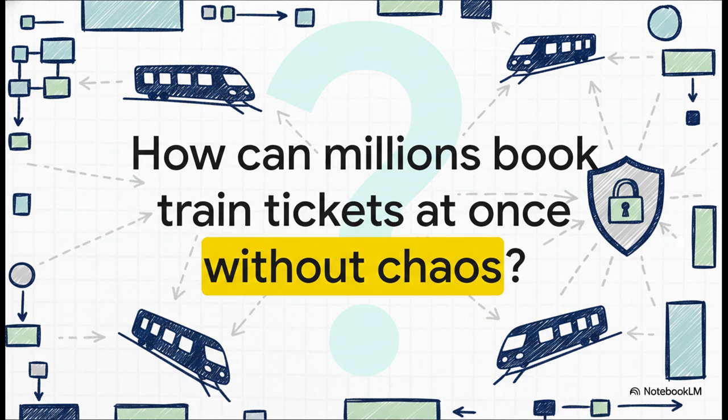You've got a holiday rush or some huge flash sale going on, and thousands, maybe millions, of people are trying to grab the same handful of seats at the exact same second. How does the whole system not just completely crash, or double book seats, or even worse, just lose your money? Well, the answer lies in a set of brilliant and very, very rigid rules.